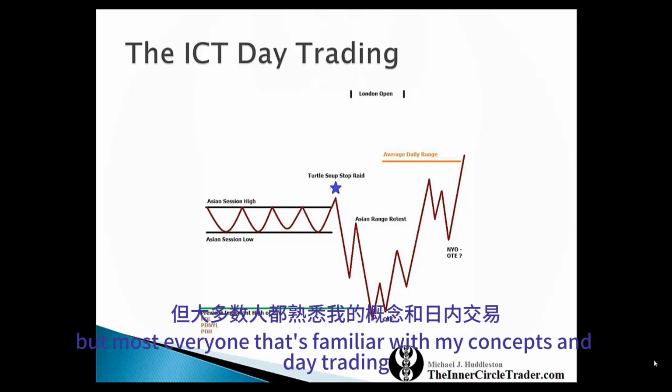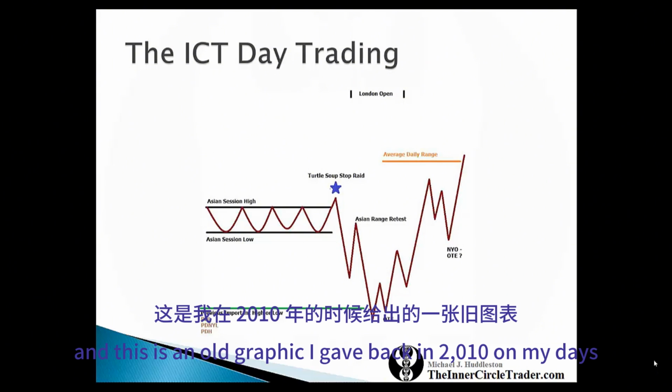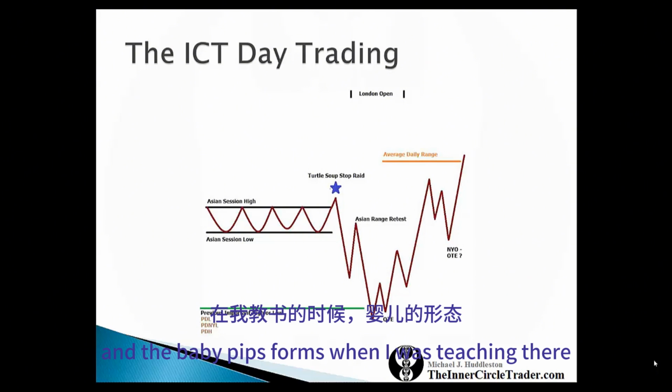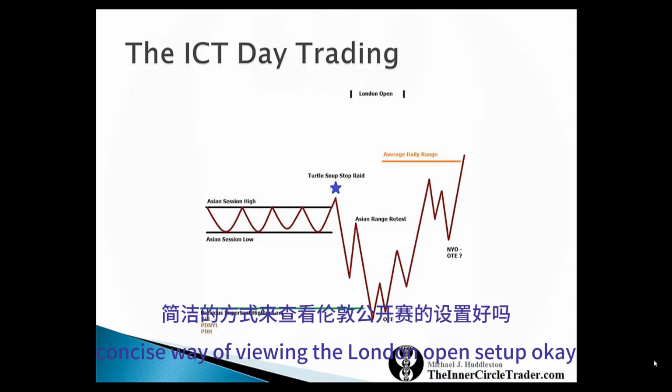But most everyone that's familiar with my concepts in day trading, especially as it relates to foreign exchange, it's very systematic. Okay, it's very specific, and this is an old graphic I gave back in 2010 on my days in the Baby Pips forums when I was teaching there, and it is still true to this day, and it is the very, very concise way of viewing the London Open setup.